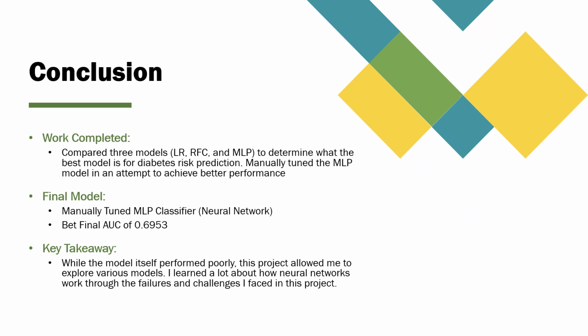So, in conclusion, in this project I compared 3 models, LR, RFC, and MLP, to determine what the best model is for diabetes risk prediction. I manually tuned the MLP model in an attempt to achieve better performance, but I was unsuccessful. While the final AUC was only 0.6953, the project successfully highlighted the crucial and real-world practical challenges of optimization. This project allowed me to explore various models and learn more about neural networks, which is something that I was hoping to get out of this project.